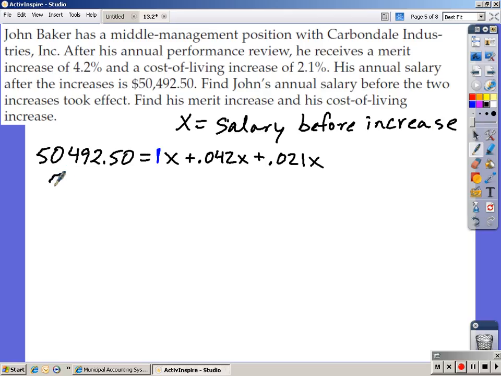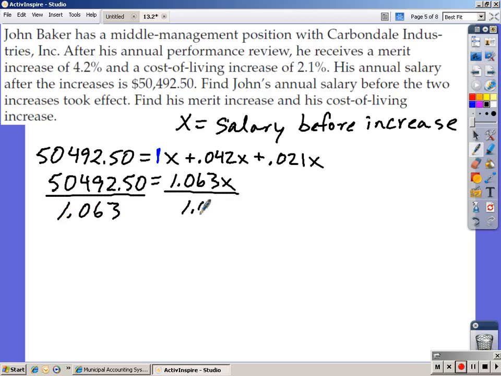So, $50,492.50 equals 1.063X. Divide both sides by 1.063, and you should come up with 47,500 equals X. That's part A. That's the first question it asks. So 47,500 is the salary before the increase.